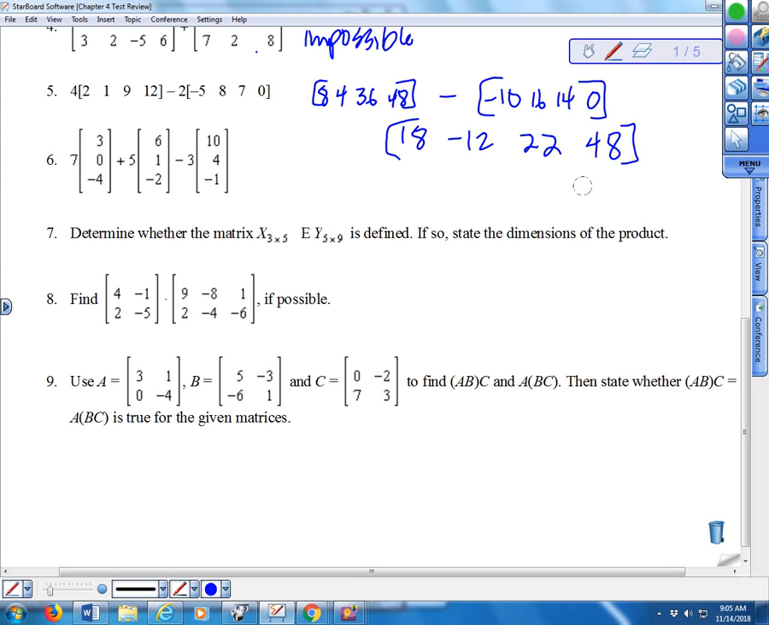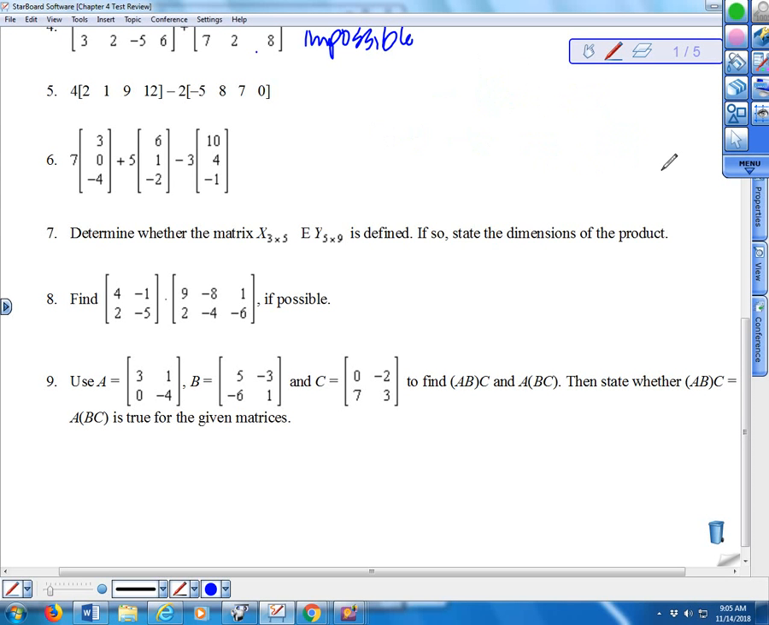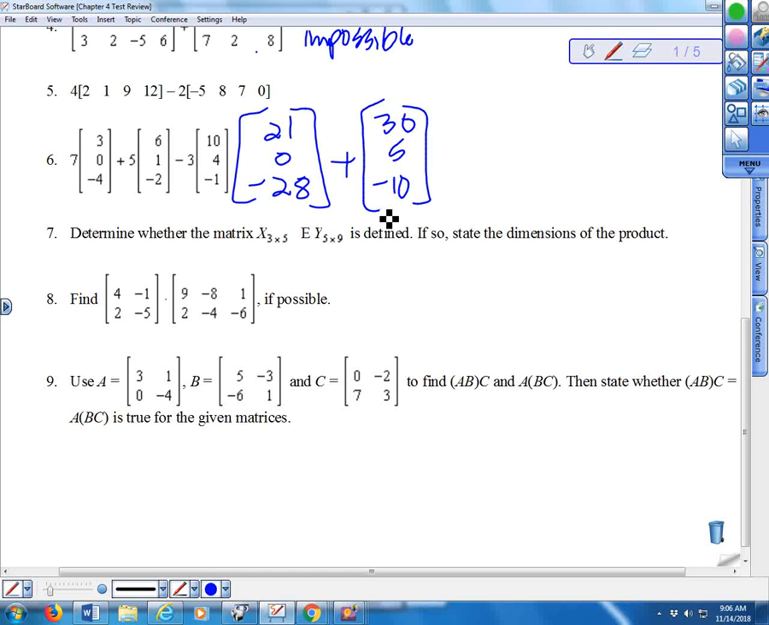Okay, same kind of thing here, except this time I have a 3 by 1. So I'm going to go ahead and multiply everything through first. 0, negative 28, plus 30, 5, and negative 10. I'll go ahead and do the minus this time, minus 3, and make it a positive, just to show you the difference. Negative 3 times 10 is negative 30. Negative 3 times 4 is negative 12. Negative 3 times negative 1 is a positive 3.